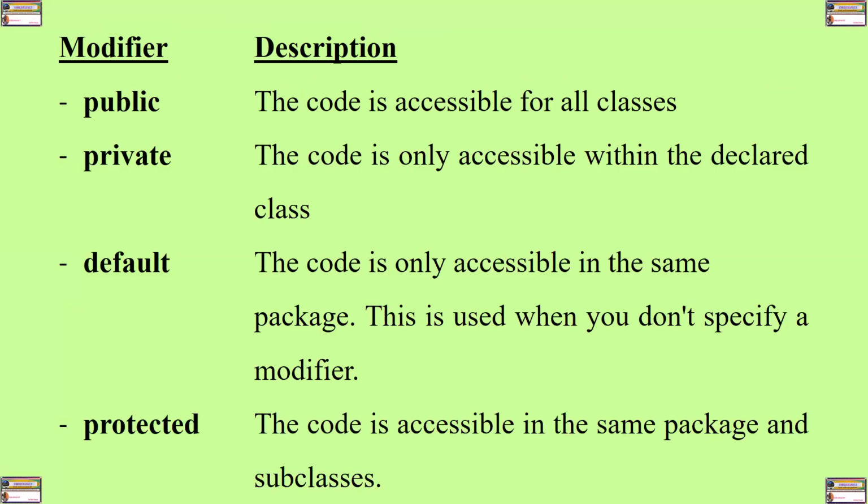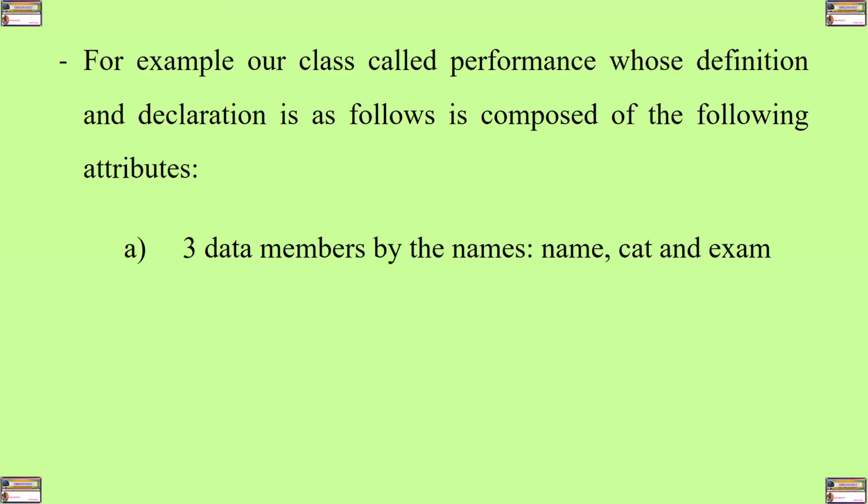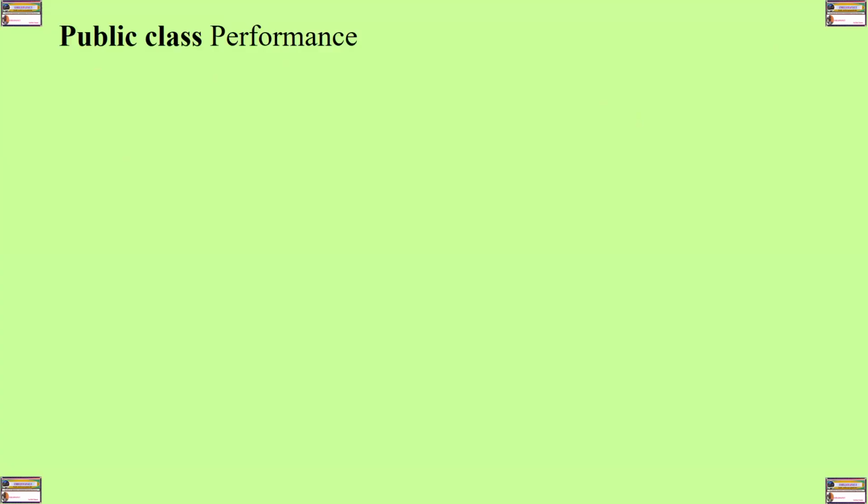We are protected. It simply means that the code is accessible in the same package as subclasses. For example, our class called performance, whose definition and declaration is as follows, is composed of the following attributes. Number 1, three data members by the names name, cat, and exam. Number 2 is one member method called results. And number 3 is one object called results object.